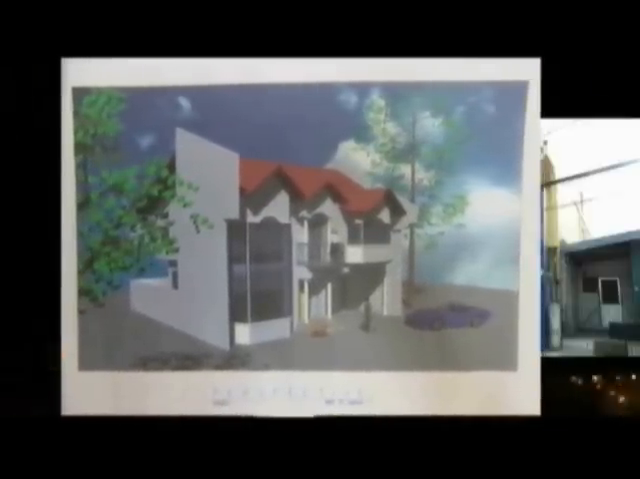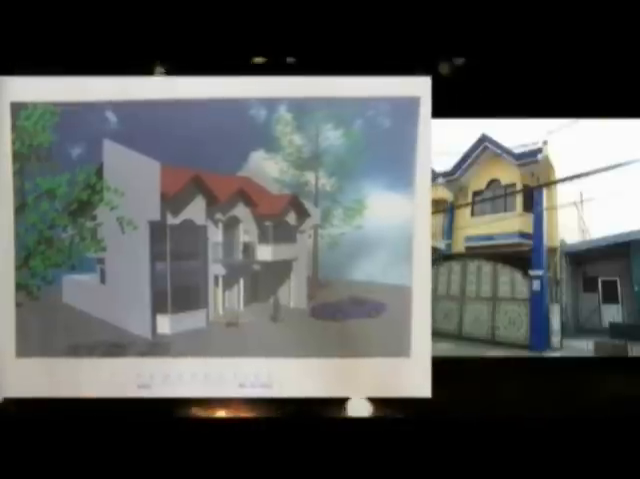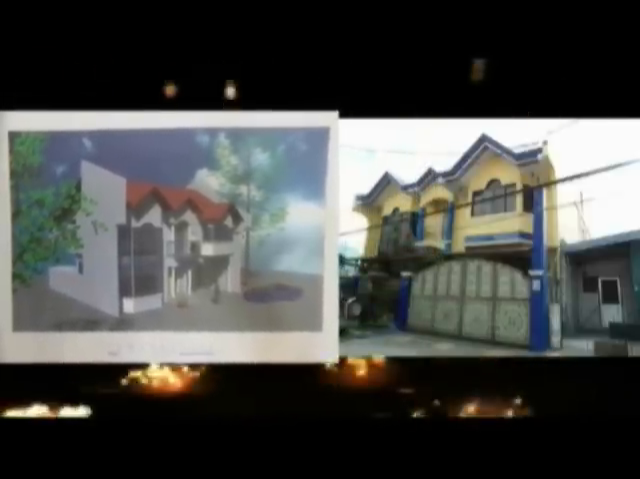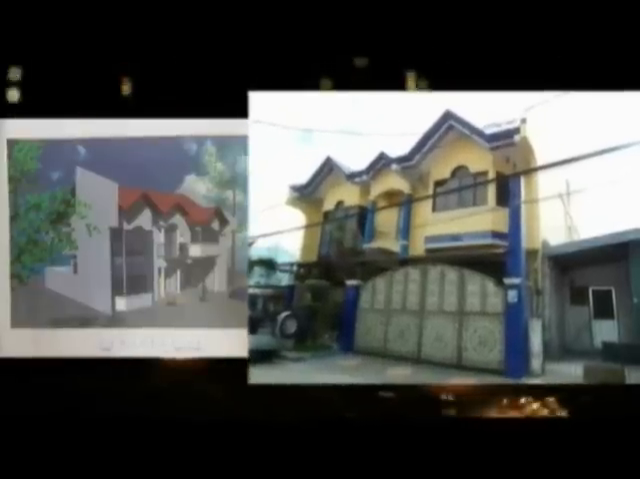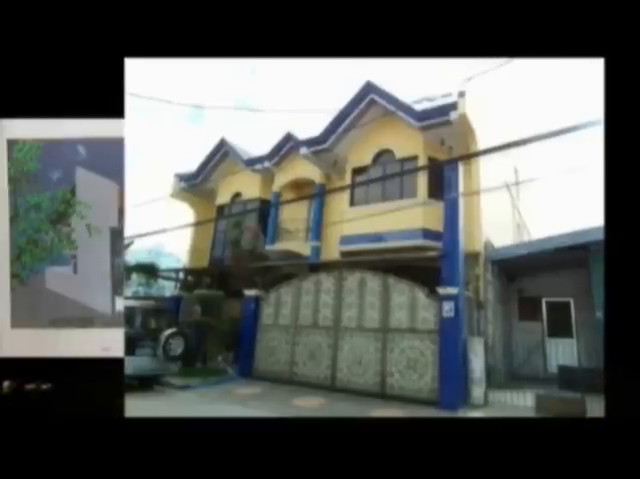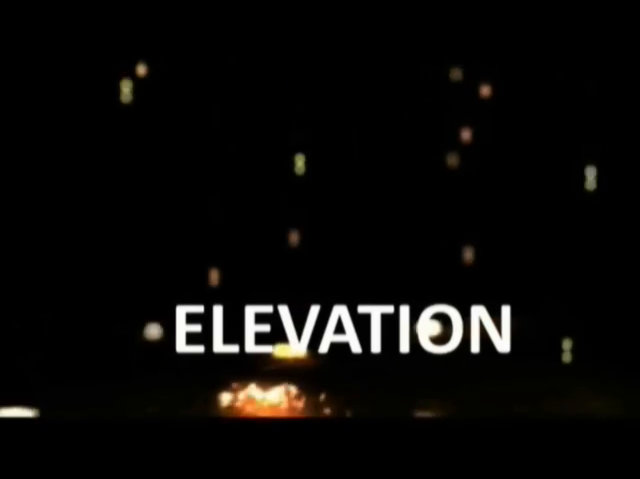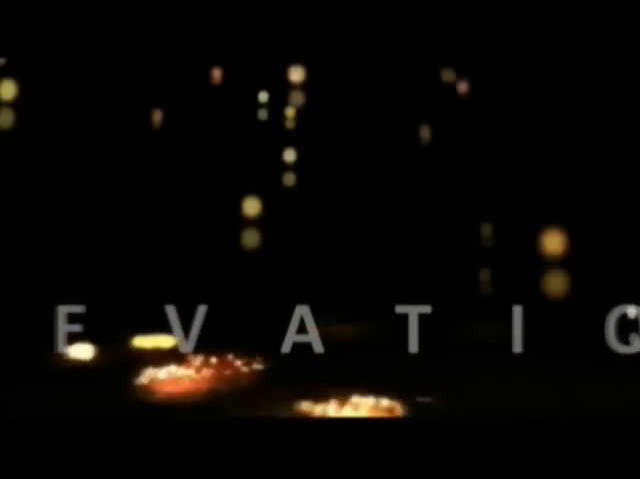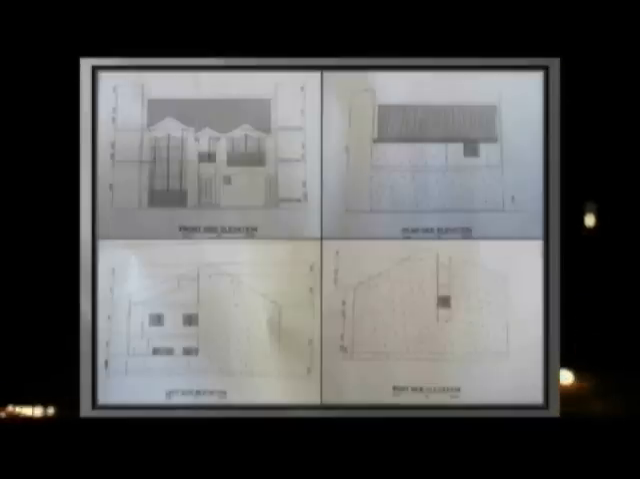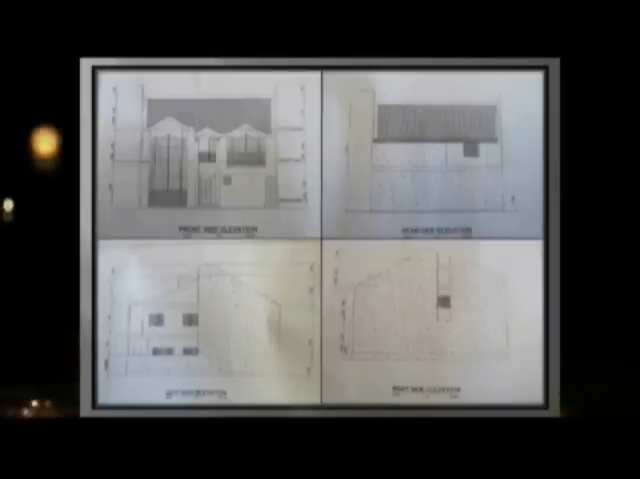Here is the perspective where we can see the isometric view of the house. In the elevation, we can see the four sides of the house together with the corresponding measurements starting from the NGL or the national grade line to the apex of the roof.